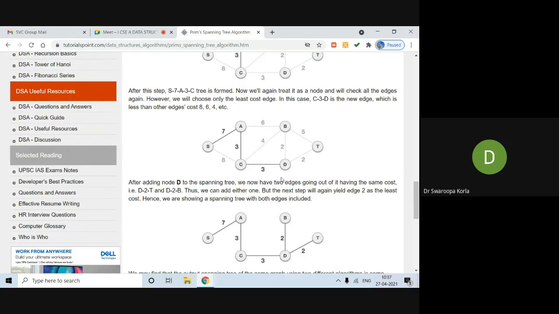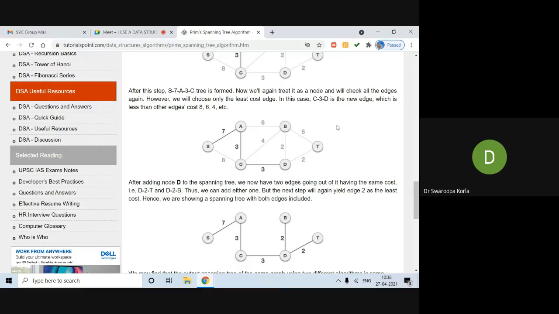What are the edges incident from D to other vertices? So D to B, D to T. Here you need to understand a lot. We have two edges, D to B and D to T, and the situation here is both have the same weights. Yes, D to B is 2, D to T is 2. So what shall we consider now?